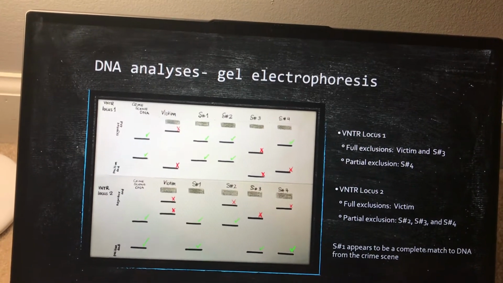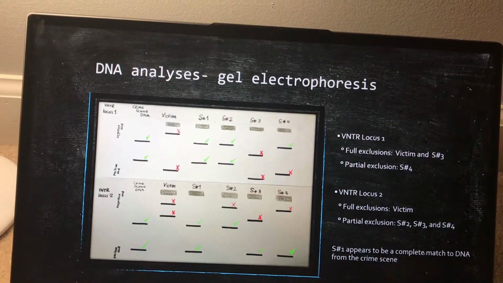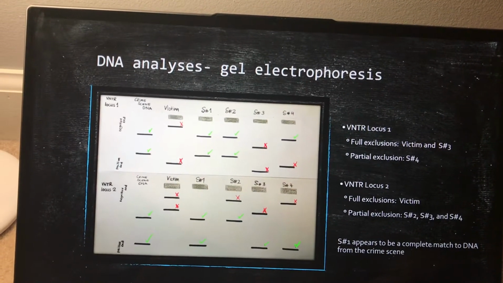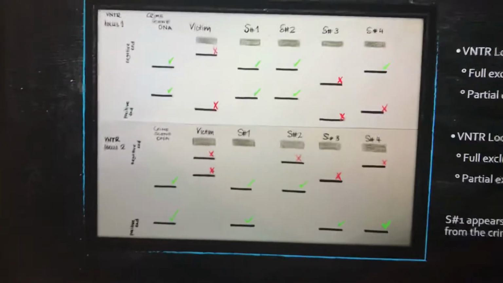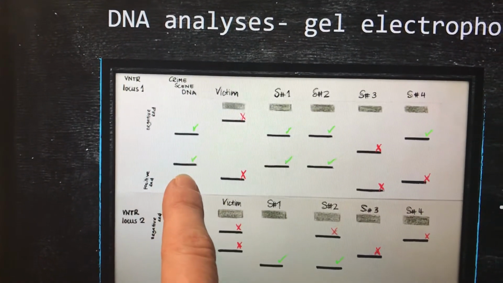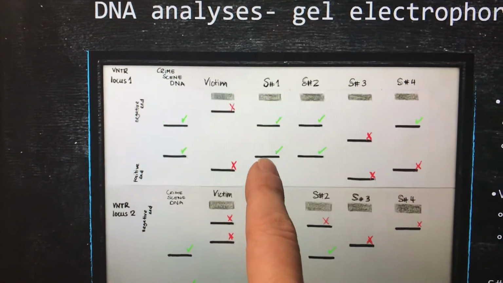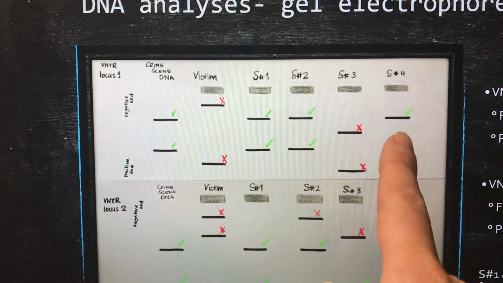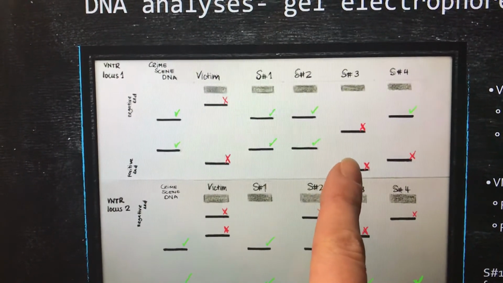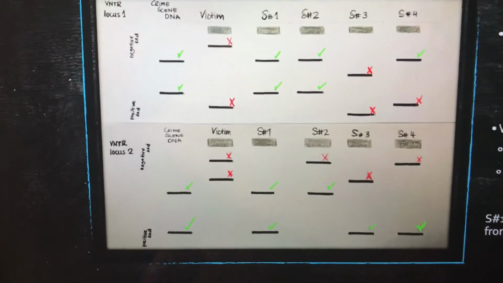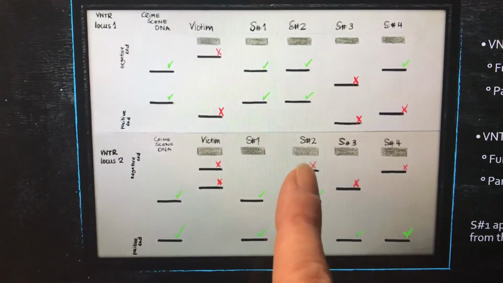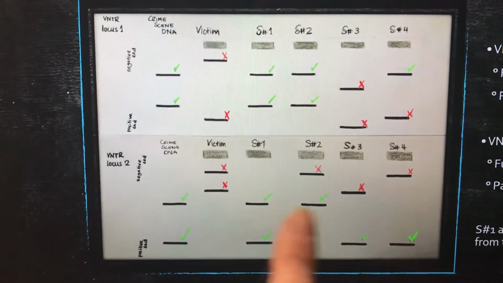The following DNA fingerprint of the crime scene DNA was obtained and compared to the DNA samples obtained from each subject and the victim. As we can see here on the first loci, our DNA crime scene matches completely to subject 1 and 2, partially to subject 4, and completely excluding the victim and subject 3.